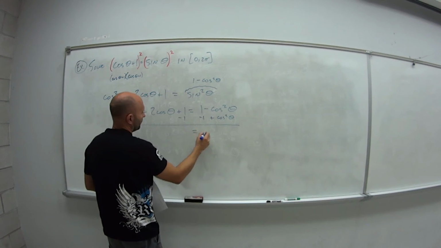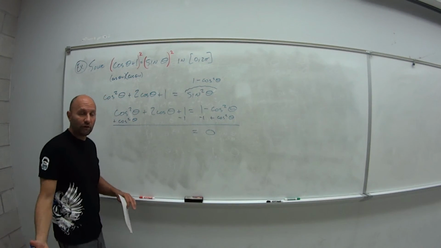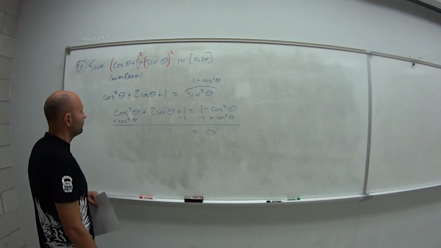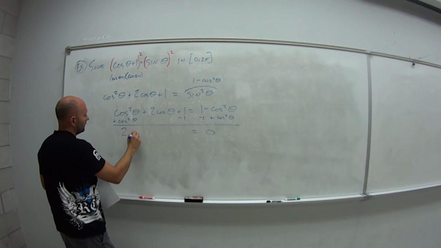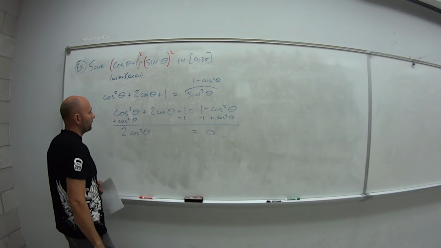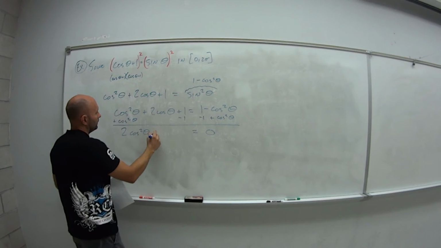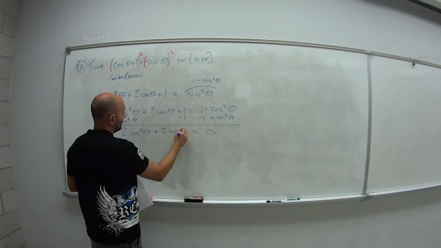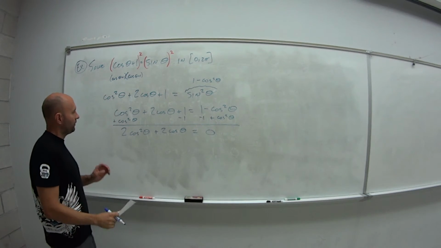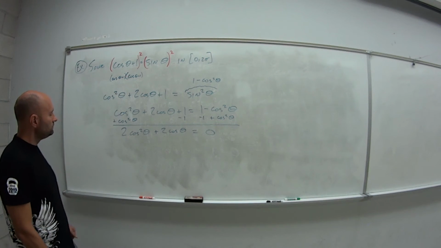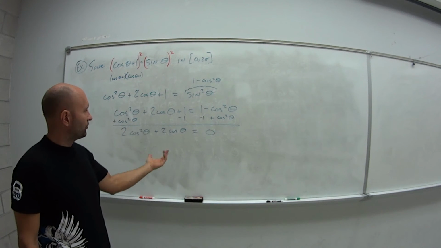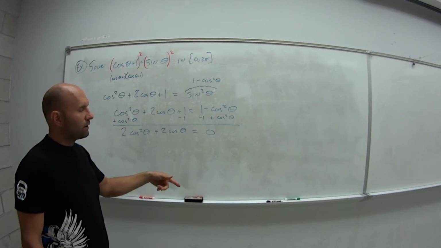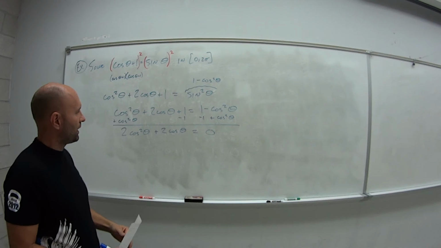So what do I end up with? Well, on the right, I end up with 0. That's what I want, so that I can use the zero property rule. Cosine squared plus cosine squared is 2 cosine squared of theta, and then plus 2 cosine of theta. So now I have an equation with just cosines equal to 0, so I can factor and use the zero property rule.